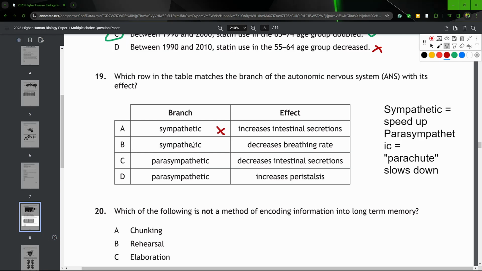Okay, well, we're going on to B. Sympathetic decreases breathing rate. What? You want to be breathing faster when you're running away from a lion. That's useless. Parasympathetic decreases digestion.